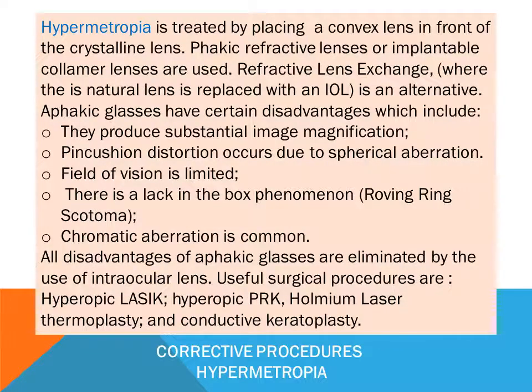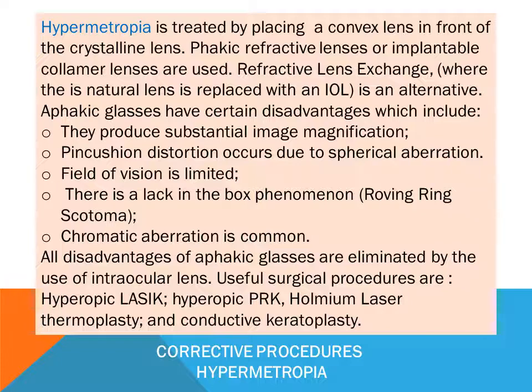Corrective procedure of hypermetropia. Hypermetropia is treated by placing a convex lens in front of the crystalline lens. Phakic refractive lenses or implantable collamer lenses are used. Refractive lens exchange, where the natural lens is replaced with an IOL, is an alternative.